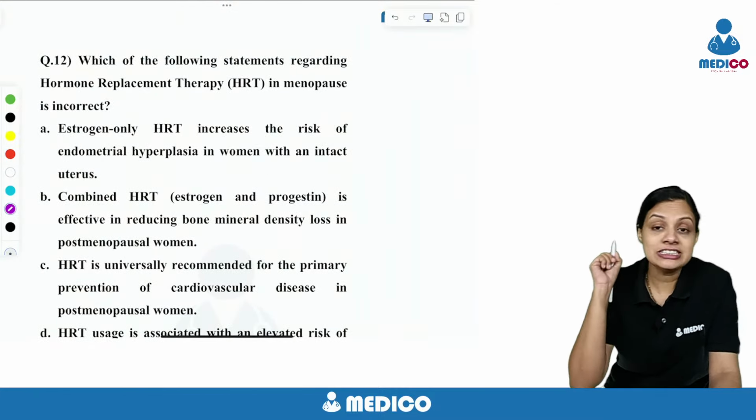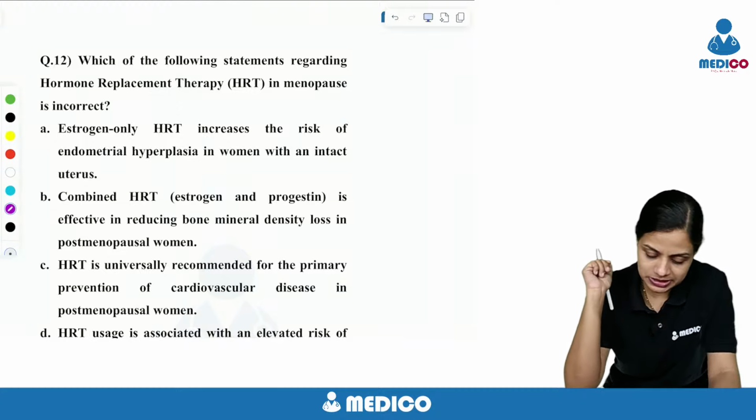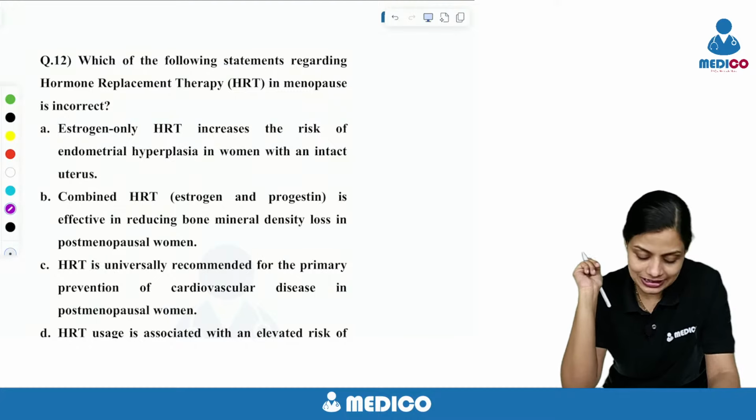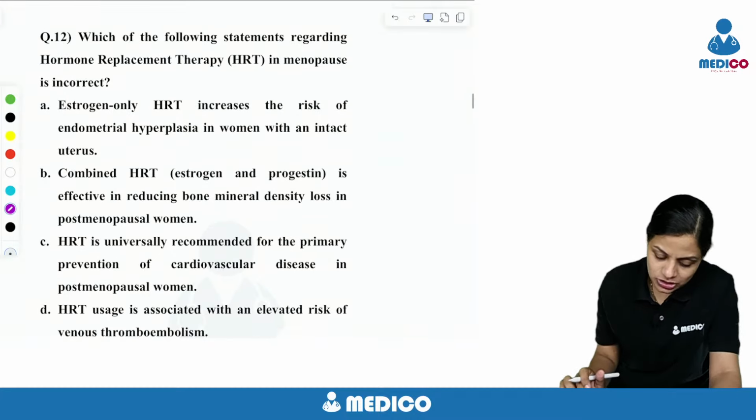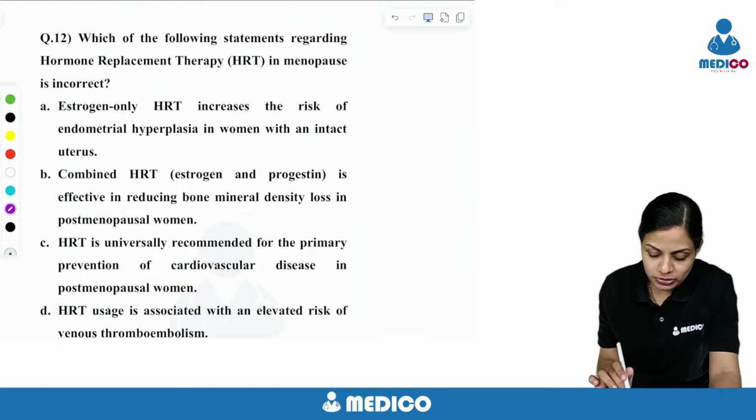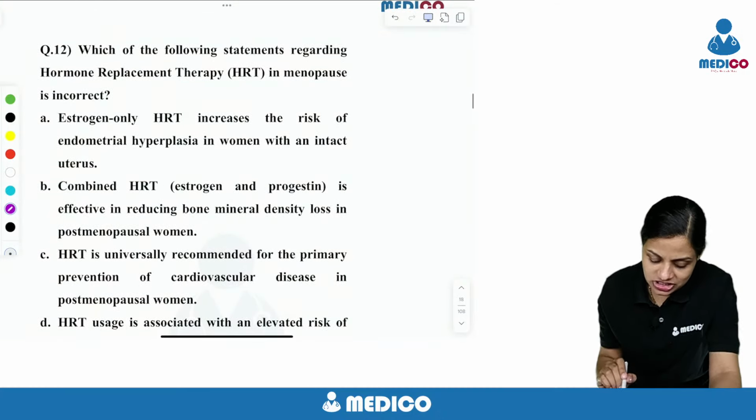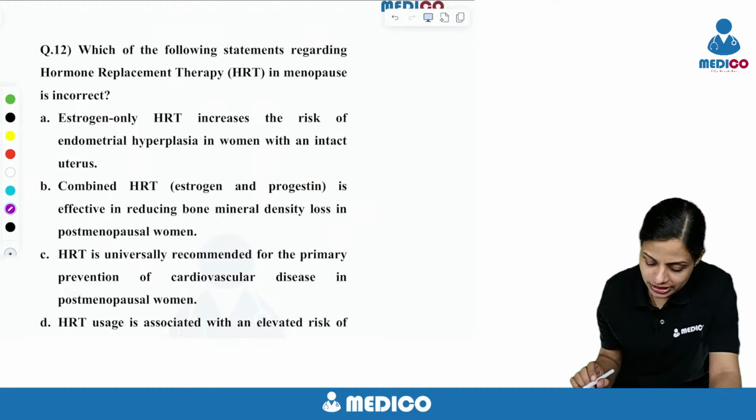This is the question where we'll discuss the hormone replacement therapies. Which of the following statements regarding HRT in menopause is incorrect? Estrogen-only HRT increases the risk of endometrial hyperplasia in women with an intact uterus. Is that correct? Yes, that is correct. Next one. Combined HRT is effective in reducing bone mineral density loss in postmenopausal women.